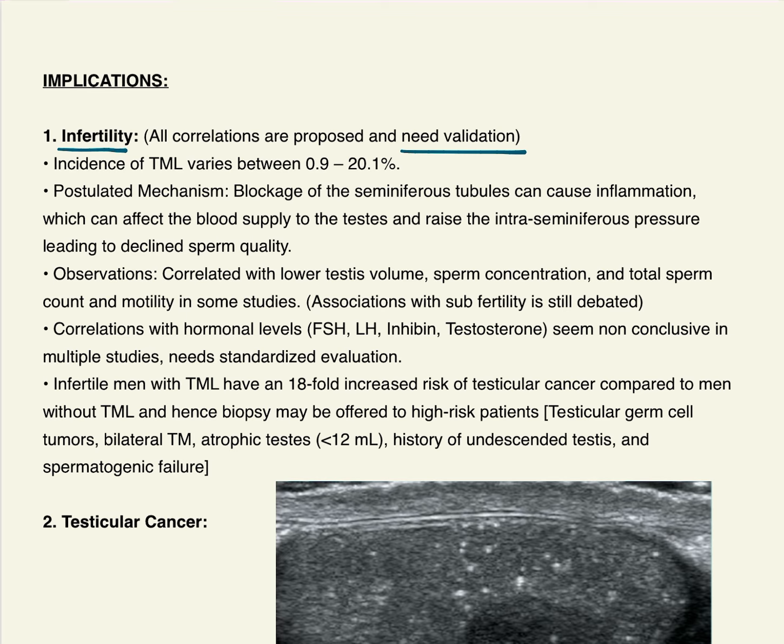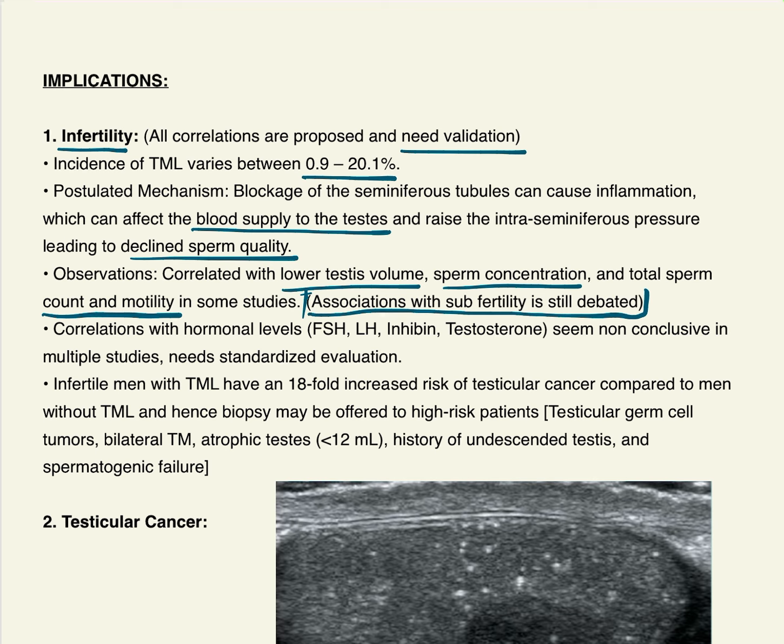The incidence of TML in infertile patients varies from 1 to 20%. The postulated mechanism would include the blockage of seminiferous tubules that can lead to inflammation, that can affect the blood supply to the testes and raise intraseminiferous pressure, leading to declined sperm quality. Multiple correlations have been observed, like physical findings: TML has an association with lower testis volume, sperm concentration, total sperm count and motility reduction in some studies. But based on these findings, the association with subfertility is still debated.